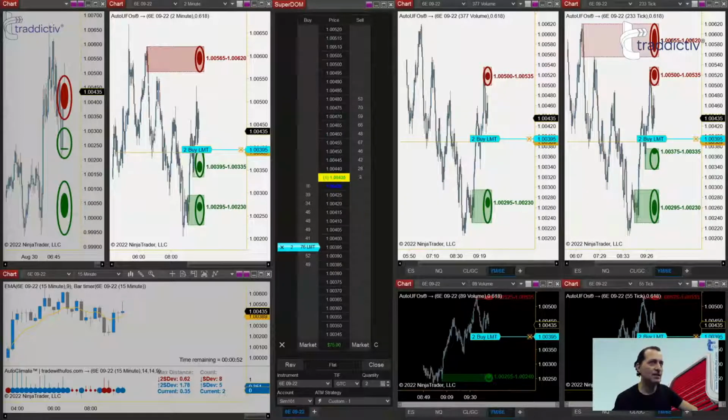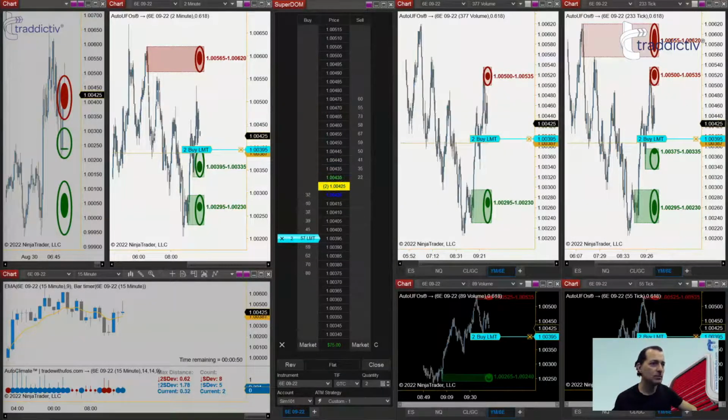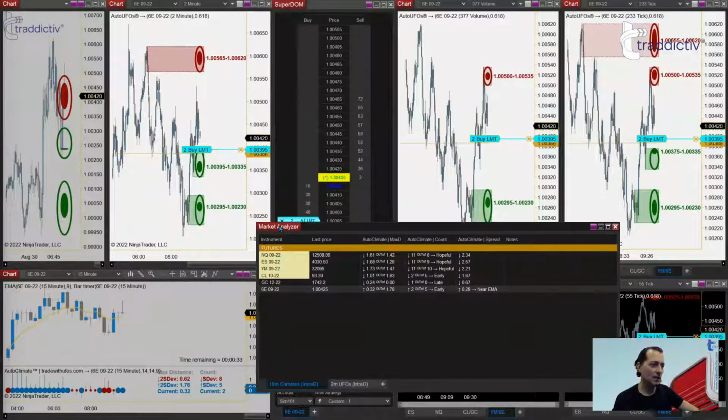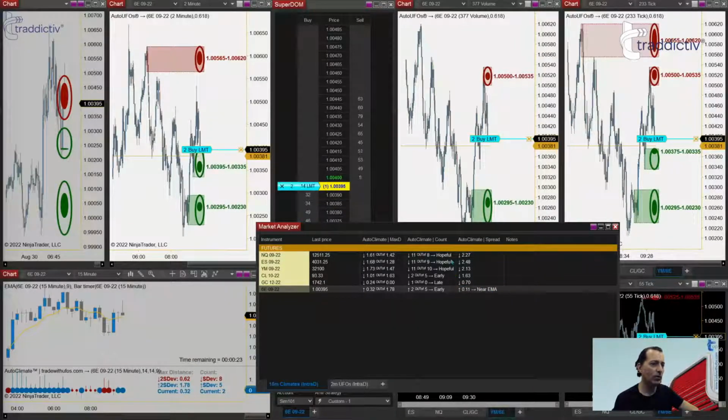So 50 plus seconds to go. The euro seems to be coming down, 42.5. Our entry is a few ticks down. So please, Mr. Euro, come visit us. We're waiting for you. 32 seconds to go for an update on the climate. So I'm bringing the climates here in case we have some update anywhere here with a near or a hopeful.